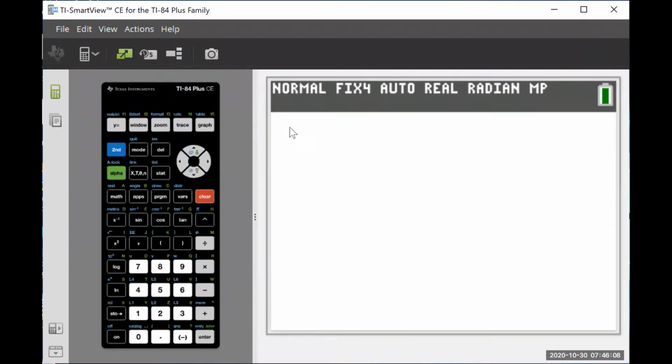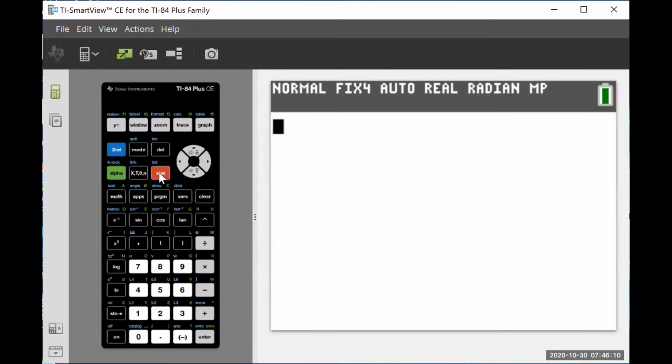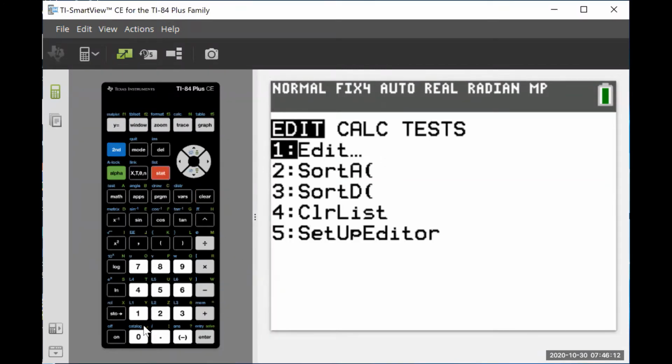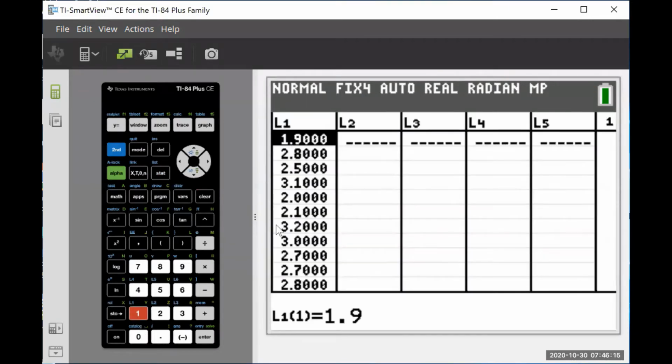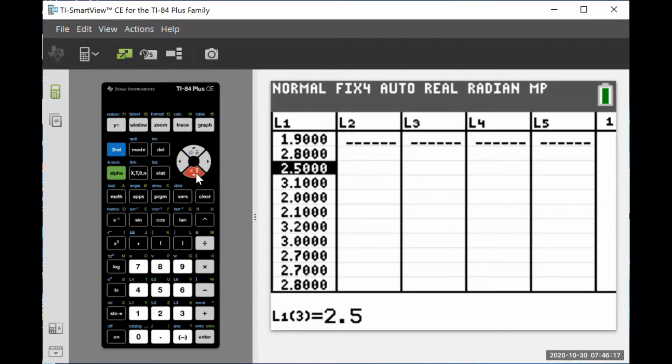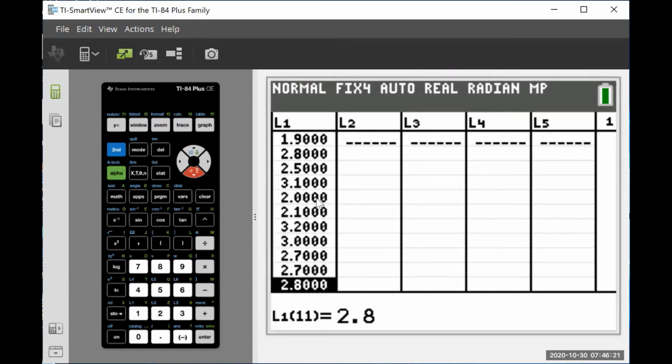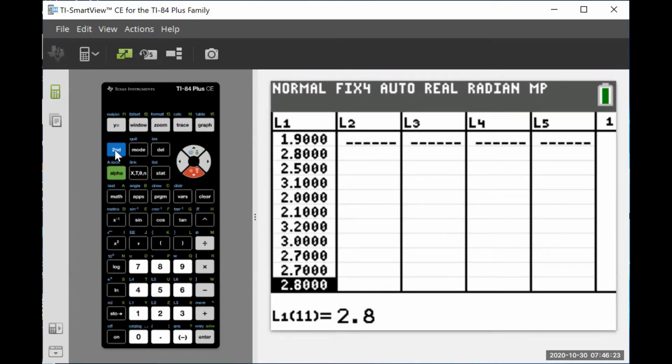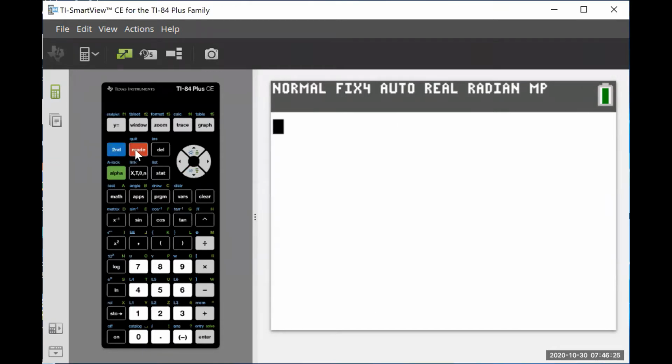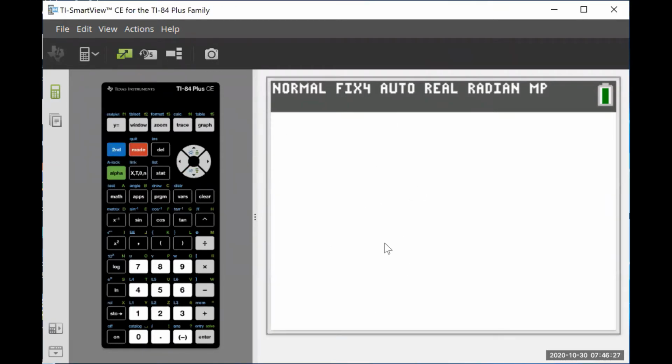Okay, this is my TI-84 calculator. We go to stat, under edit, we press number 1, and here we enter the data. I already entered the data here. After you are done entering the data, you can come back to the main screen by pressing second and then mode. Now, once you're here, we can go to the Z interval to get that confidence interval.